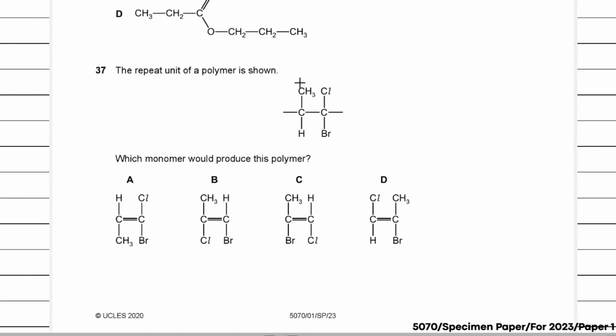So we've got a repeating unit of a polymer shown for this question. How would the monomer be arranged for this particular repeating unit? So obviously in a polymer, the repeating units are exactly the same.